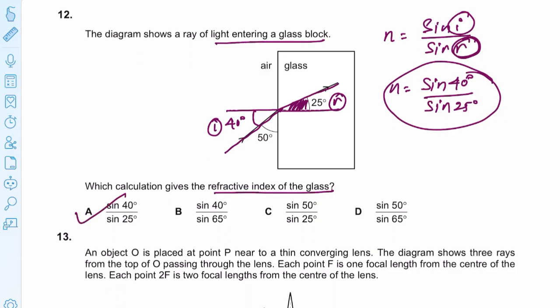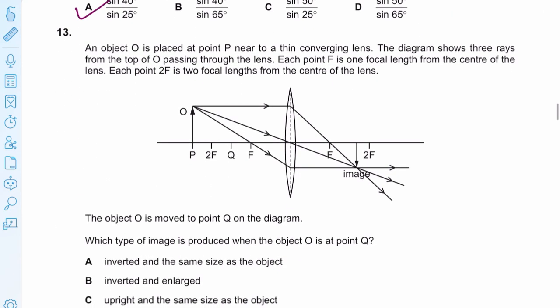See here, students make mistakes. They normally take this 50 degrees, which is not the answer. You take this 40 degrees for the angle of incidence. Got it? Yes.